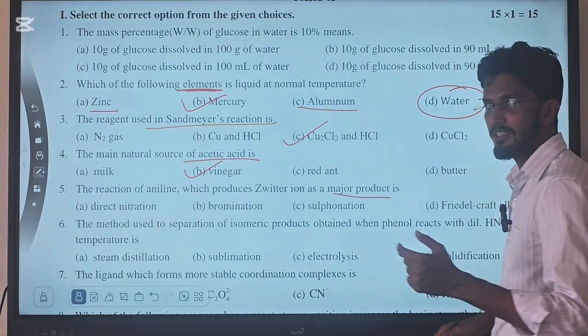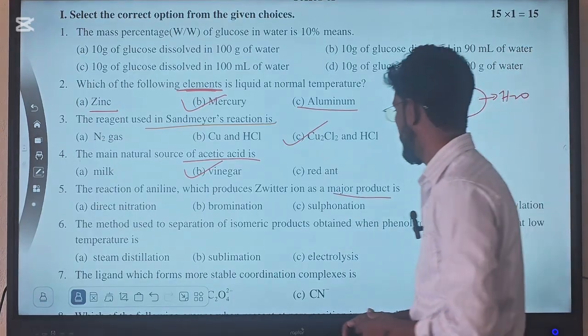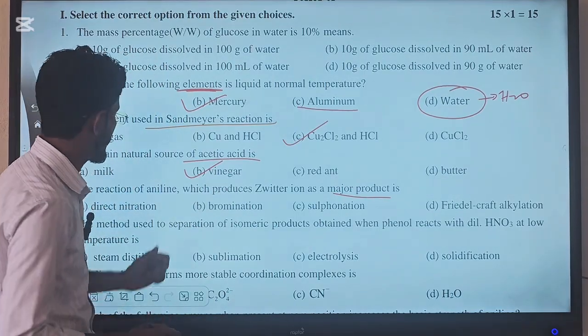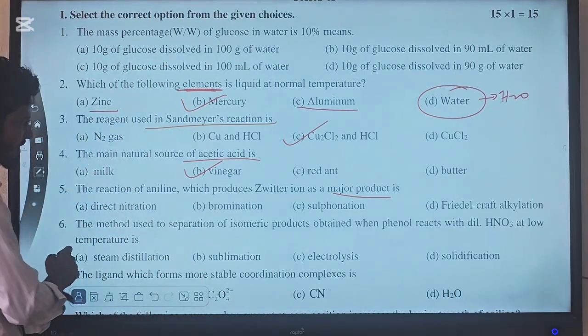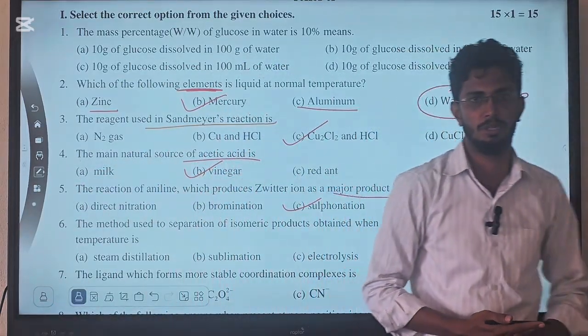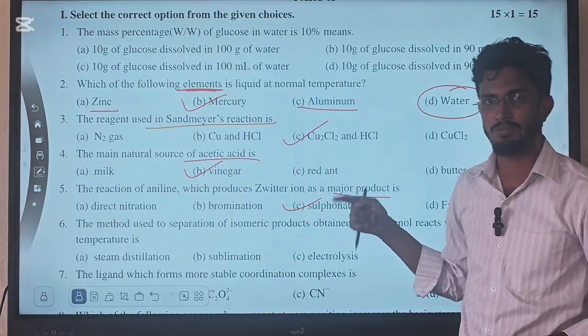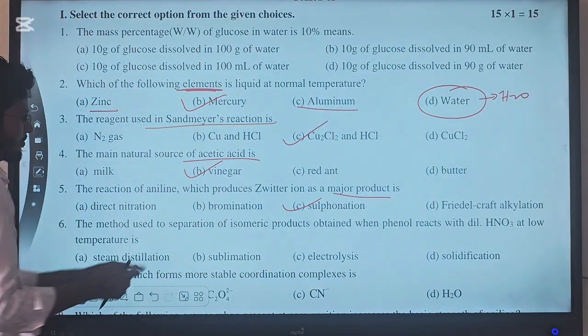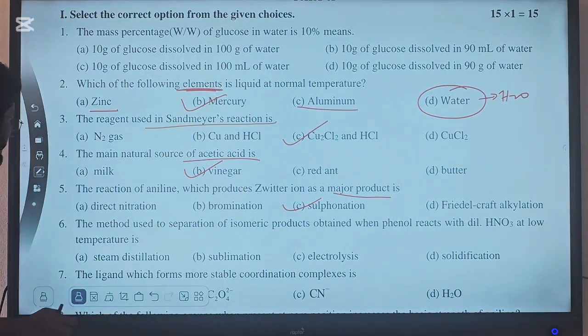Now if we see question number 5, reaction of aniline which produces a zwitter ion as the major product. If it reacts with a highly acidic compound, that will form a zwitter ion. Dinitration, direct nitration, no. Bromination, no. Sulfonation, in case of sulfonation, a zwitter ion will form: NH3 plus and SO3 minus. The zwitter ion will form in sulfonation.